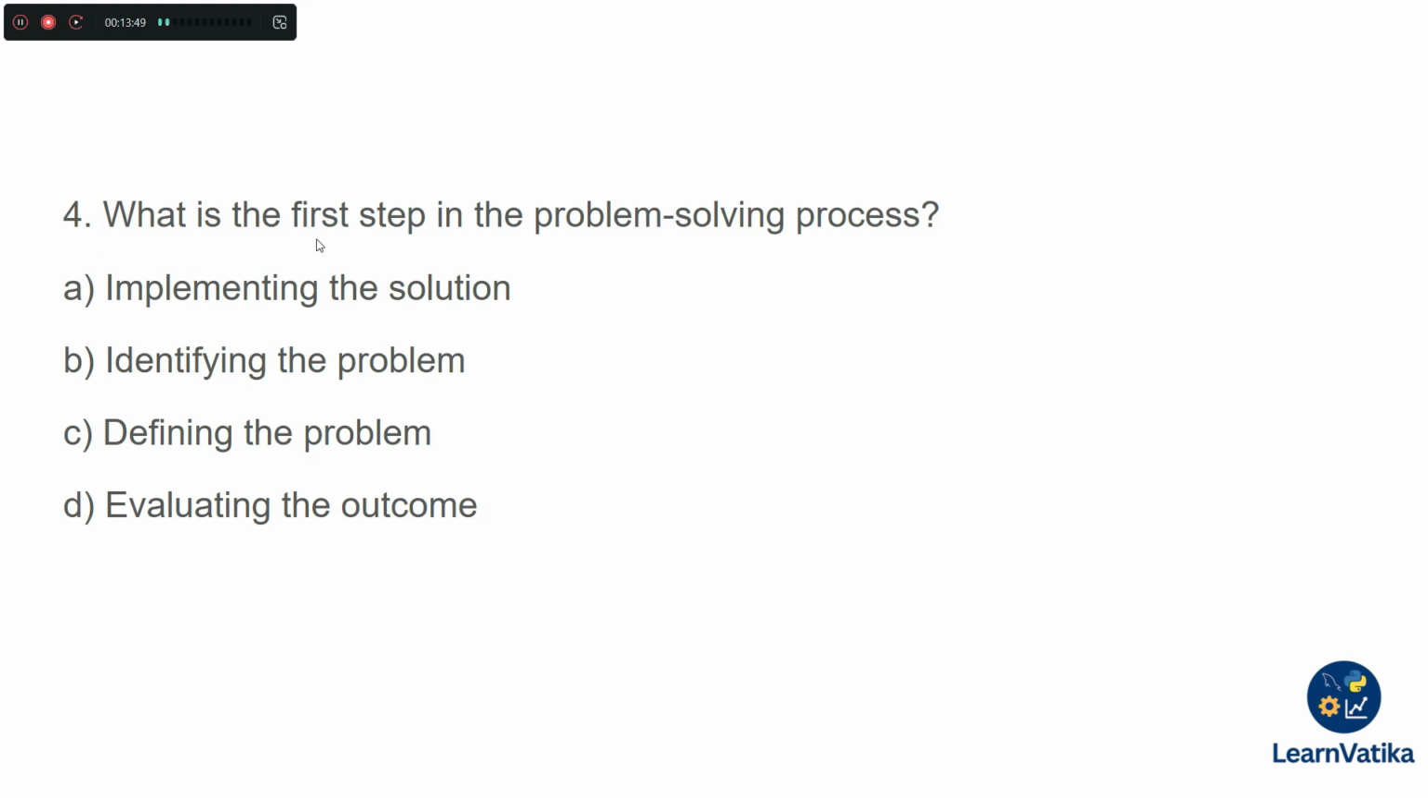Question 4, what is the first step of the problem solving process? Option A, implementing the solution. Option B, identifying the problem. Option C, defining the problem. Option D, evaluating the outcome. The answer is option B, identifying the problem.